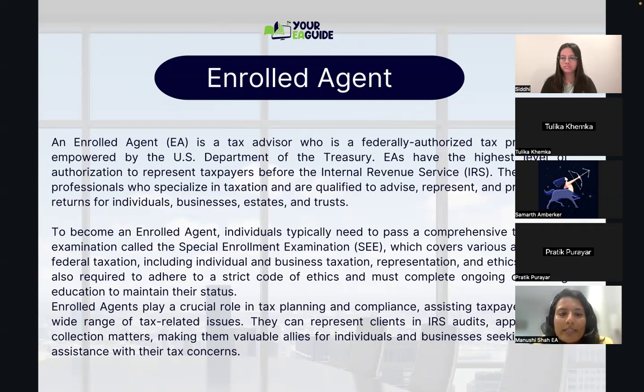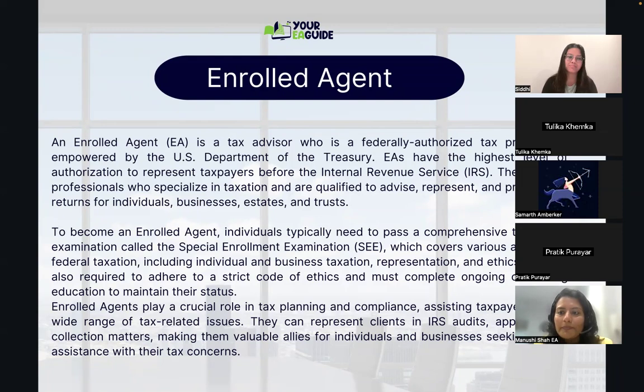Over and above, some people are asking us whether they should go for EA or CPA. So we will come to that point, who should go with EA and who should go with CPA. The majority of your queries will be resolved in this Q&A session.